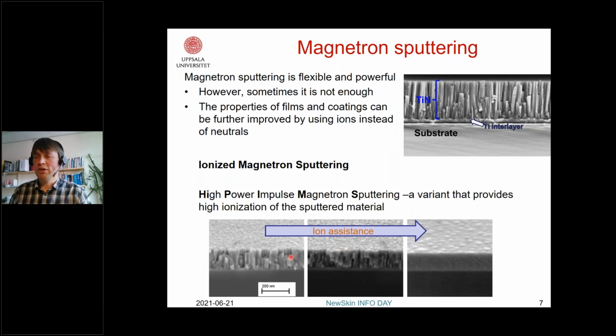So when we use more ion assistance, we can make the coating much denser. And when you look at the surface, we can also make the surface smoother. So when we do things right, we can make a very dense coating that in the cross-section does not show any noticeable features, and we can also make the surface very smooth. And this may be useful in various applications.